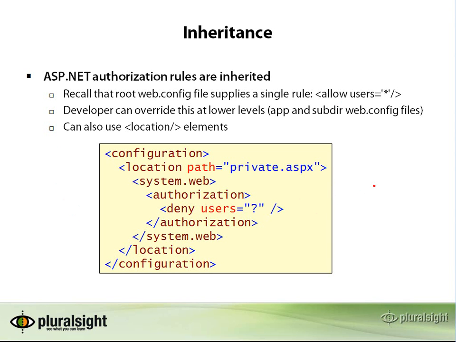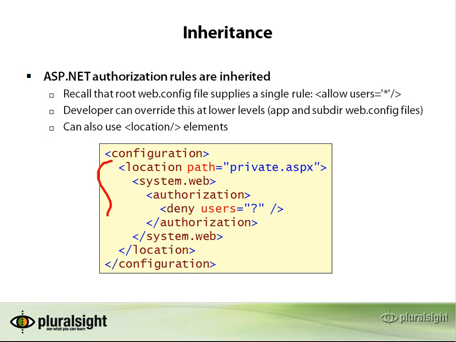Now, you can set up config files in subdirectories. You can set them up at the site level. You can set them up at the application level. There's all of this different hierarchy of web.config files. And it turns out that in ASP.NET URL authorization, the most important rules are the ones that are closest to the resource being accessed.